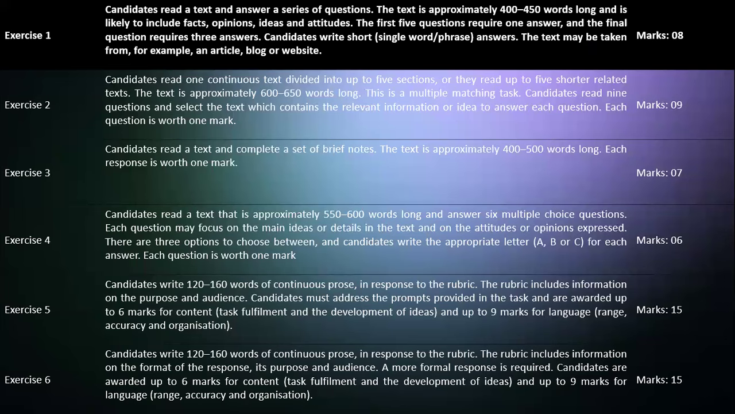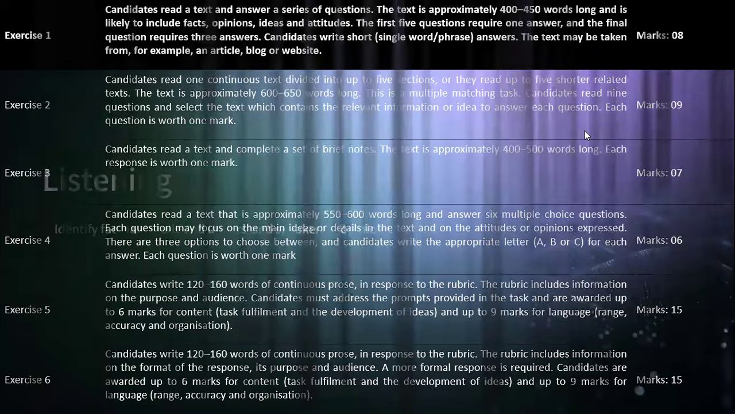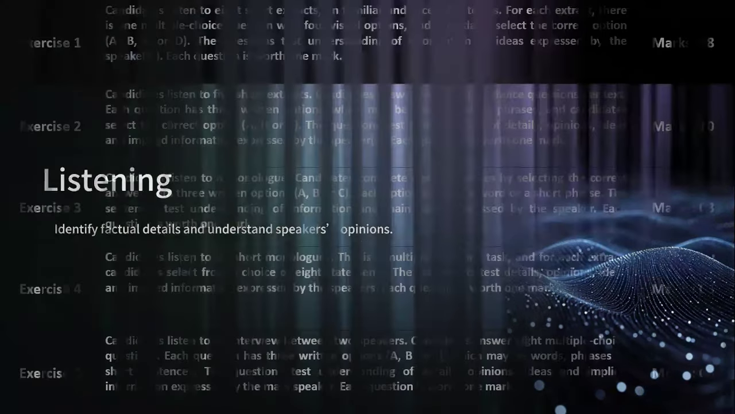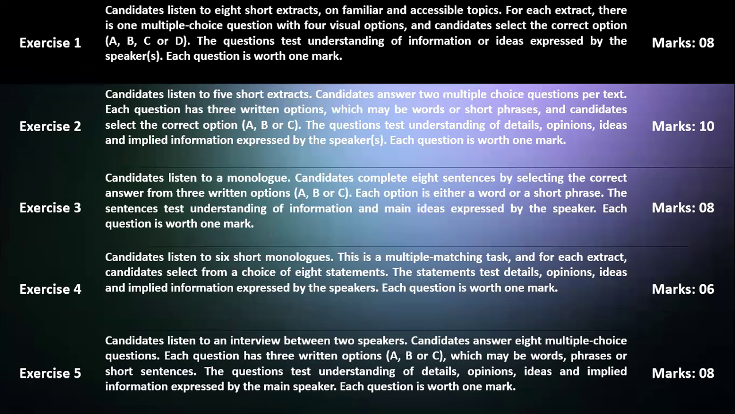Now, let's talk about the next paper, which is paper number 2. Paper number 2 is basically the listening paper, and this paper aims to identify the factual details and understand the speaker's opinion. Now, let's discuss the particular structure of the listening paper. For the listening paper, you will receive 5 exercises.